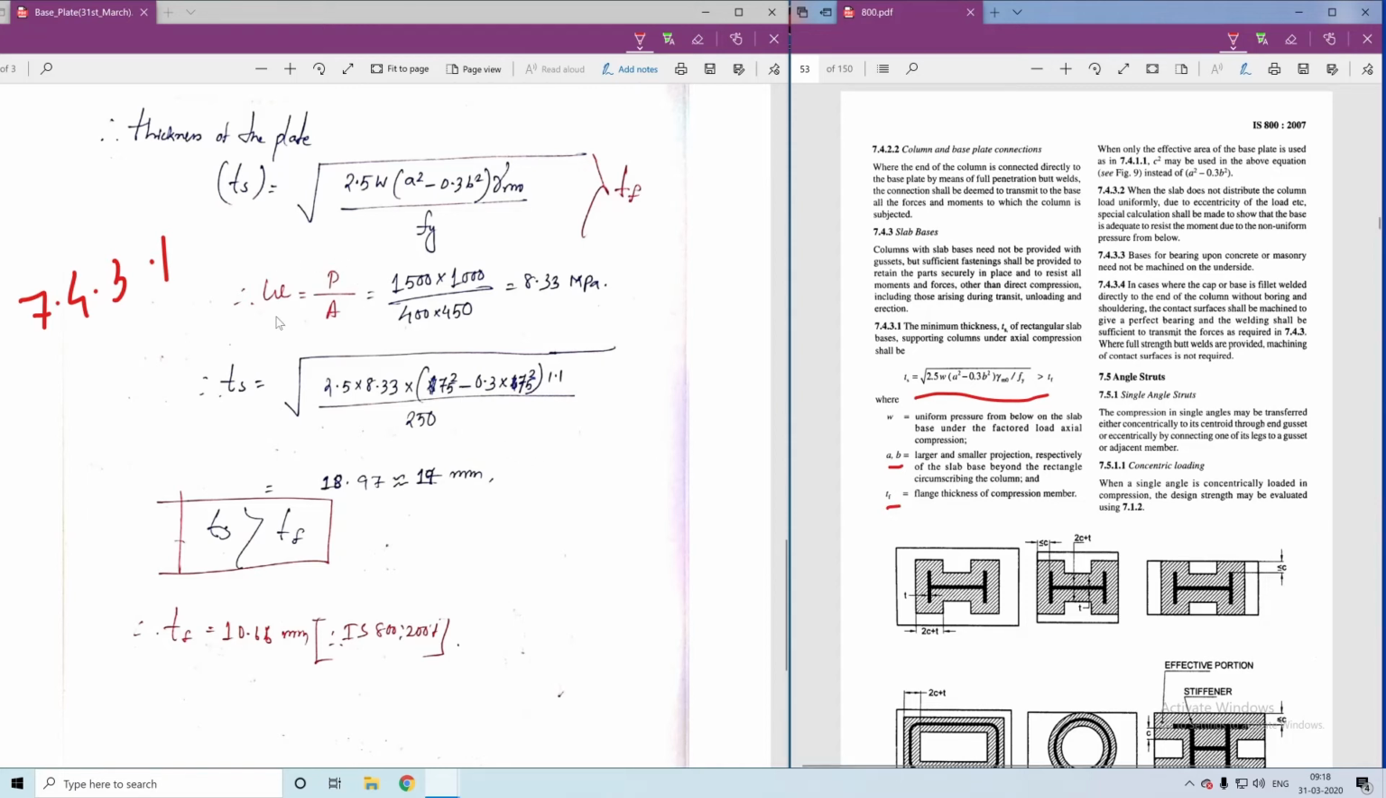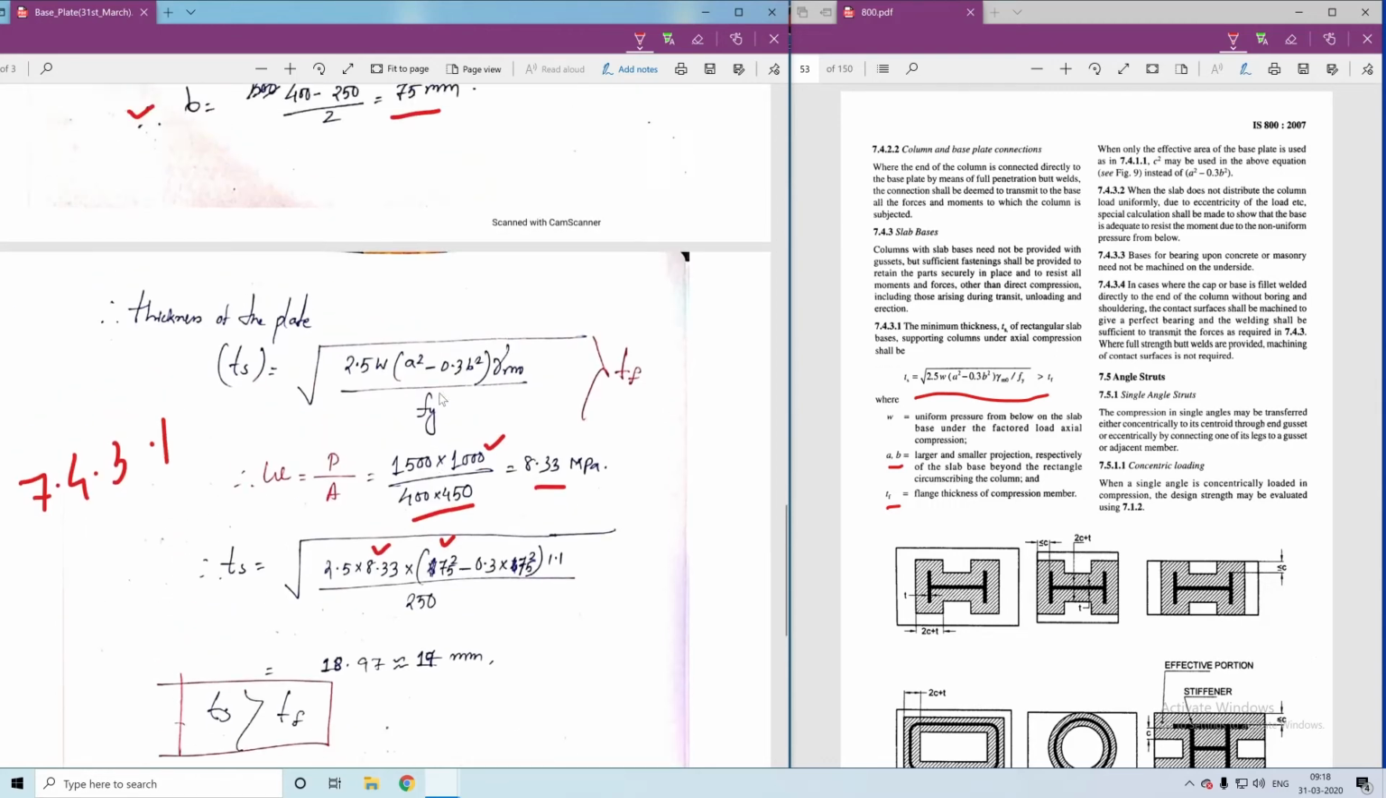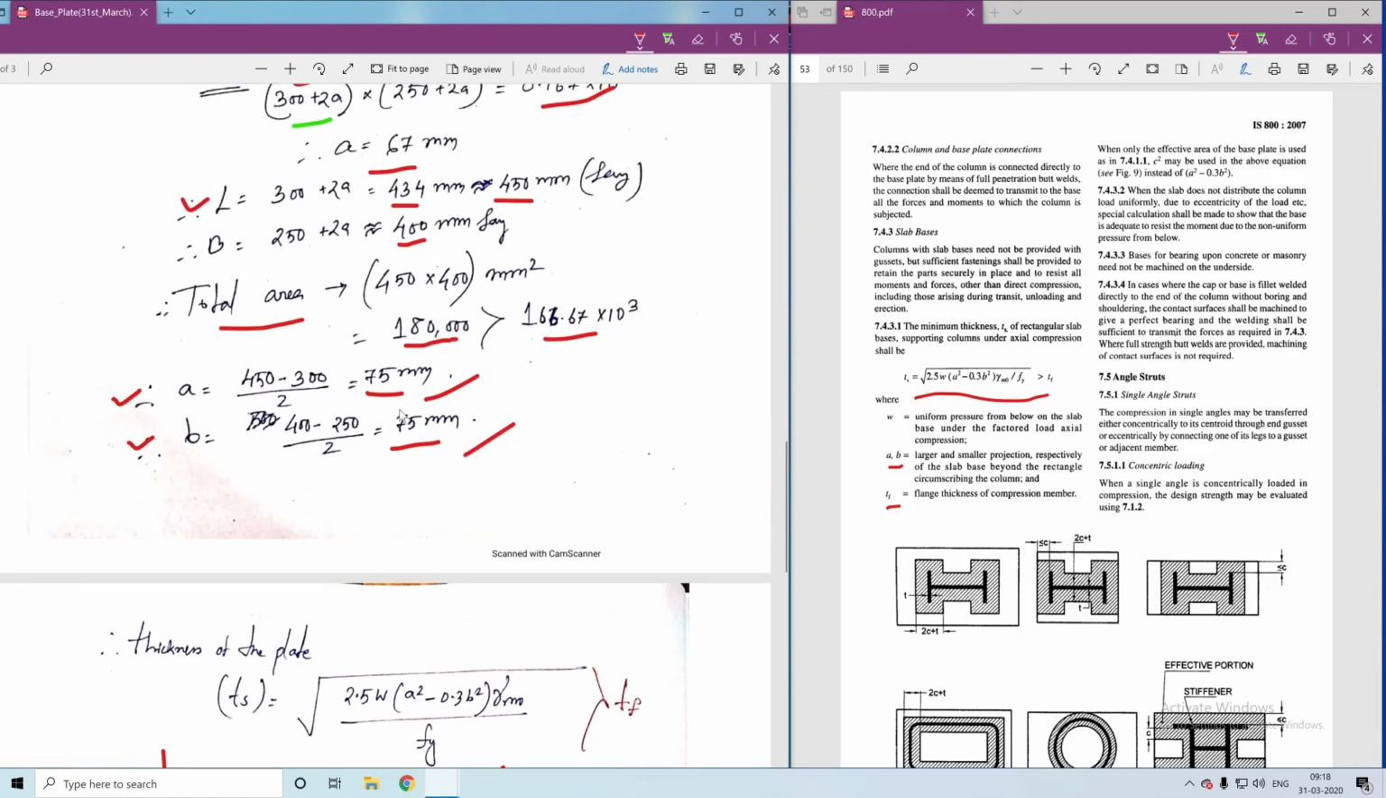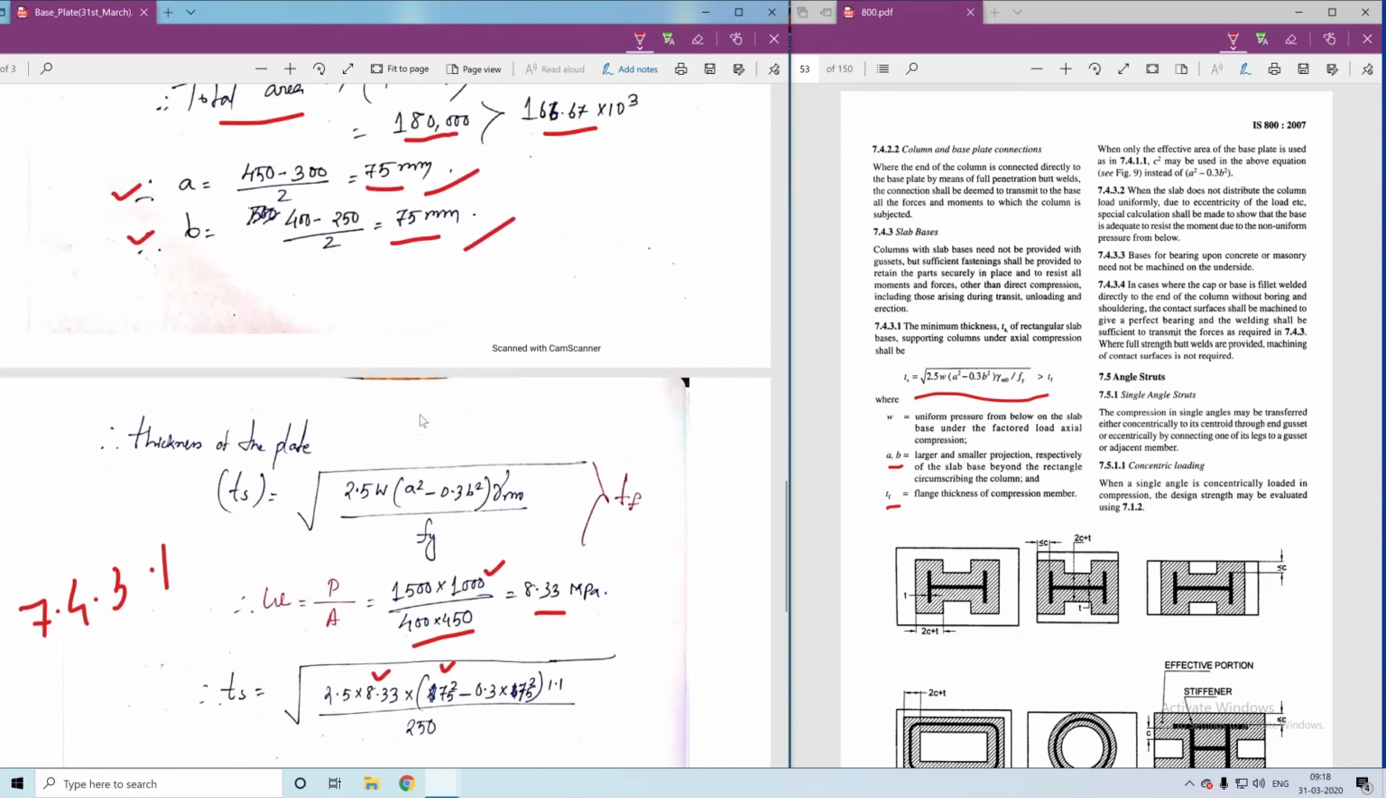So I just put in the values. The W value can be calculated by P by A, where P is the axial load, 1500 into 1000 in Newton. This is the area that we are considering, so I get the value 8.33. I put the value over here, and 2.5. This is 75 square, because the value I get after considering the greater one is 75, the projected part in X and Y directions.